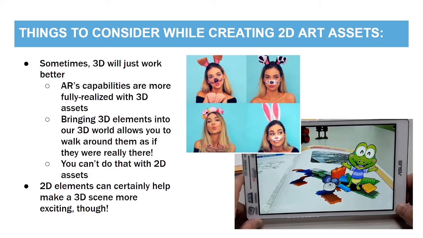The truth of the matter with 2D elements in an augmented reality app is that sometimes 3D is just going to work better than 2D. AR's capabilities are more fully realized with 3D assets. That's really what makes it exciting. Bringing 3D elements into our 3D world allows you to walk around them as if they were really in our world. And you can't really do that with 2D assets, with billboarding or when they're just standing in place. They look unnatural. However, 2D elements can certainly help make a 3D scene more exciting.